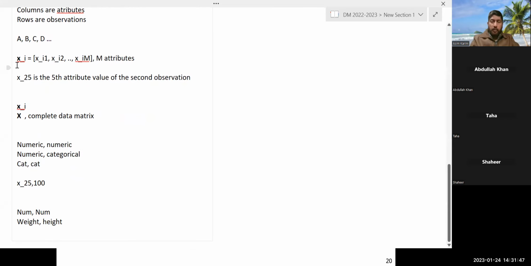ठीक है? So both of them numeric, both of them ratio scaled. इसमें जो most common measure use होता है आपको सबको पता होगा, right? To find the relationship between two numeric attributes is basically our correlation. ठीक है, या covariance, covariance कर लेते हैं पहले.